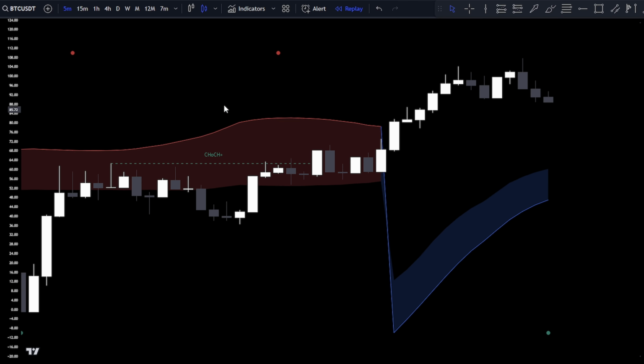Now, let's look at an example of an invalid buy trade. In this case, we see a bullish CHoCH label followed by a green reversal signal.